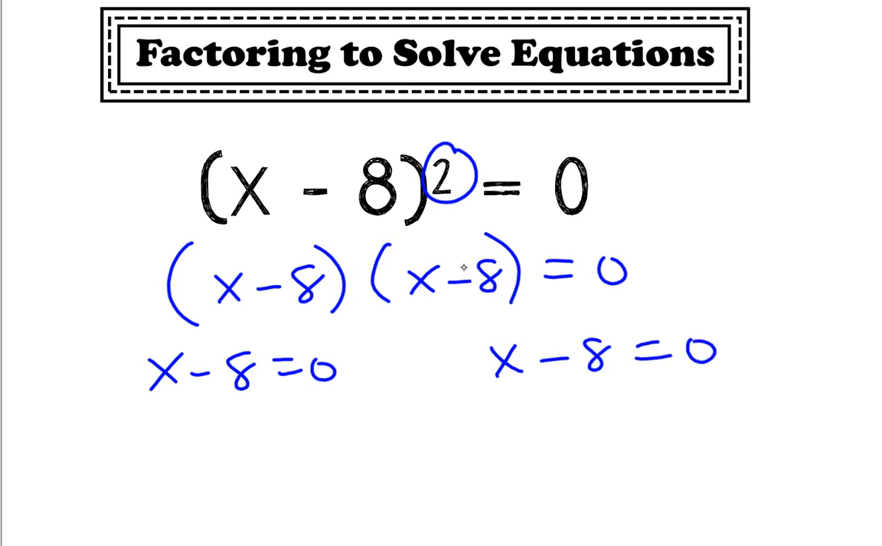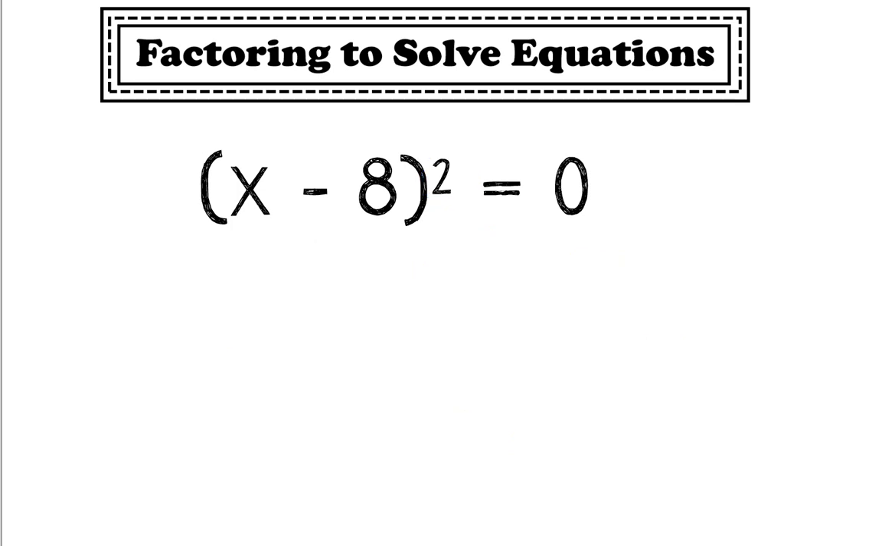Right? Because they're repeating factors. So the answer here would be a single 8. If they both have the same answer, you write it one time. Does that make sense? All right, let me show you a different way.